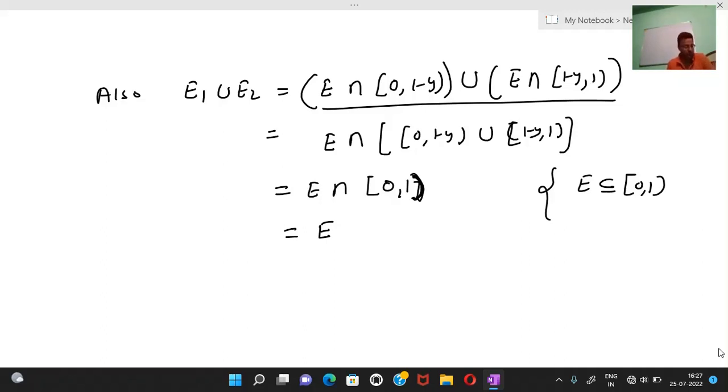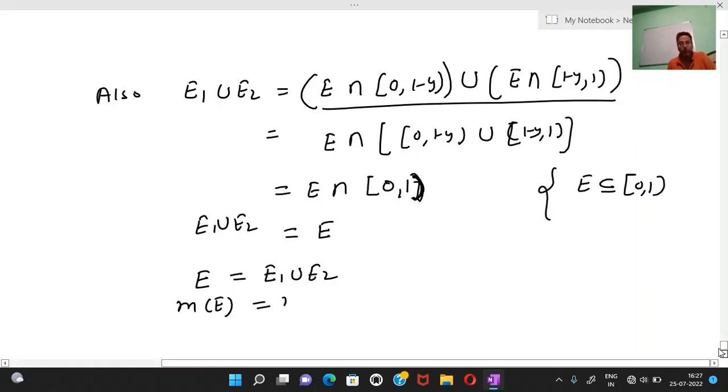Now, taking another step. We know that E equals E1 union E2, which I proved here: E1 union E2 equals E. Now the measure of E will be the measure of E1 plus the measure of E2.